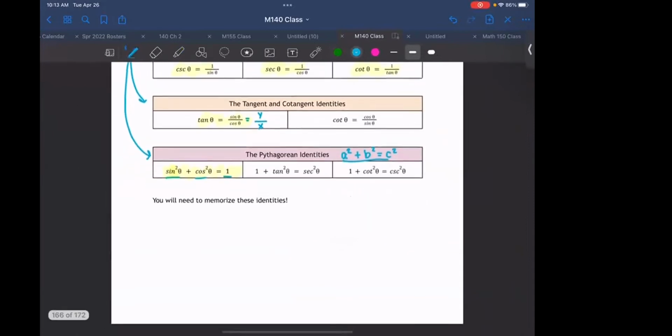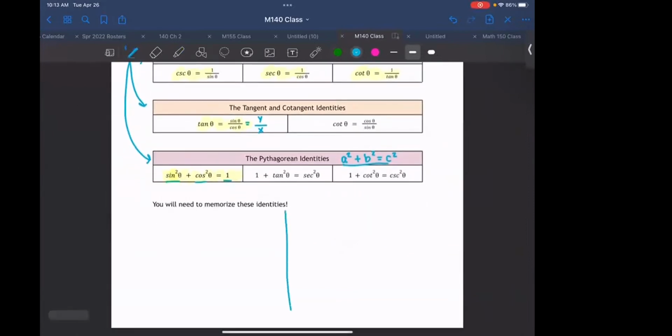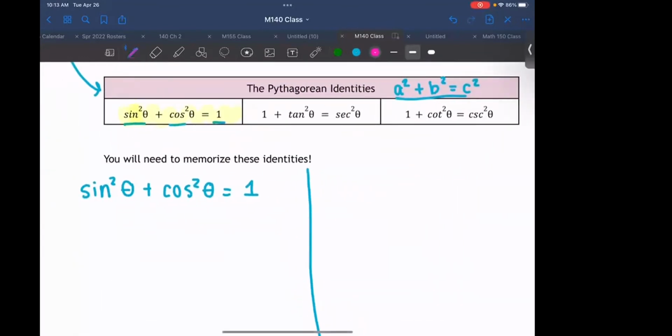On the very bottom of my sheet, I'm going to split it in half. Let's say the only thing I memorized was sine squared plus cosine squared equals 1. Let's say I didn't remember the other two and want to do some stuff to get to them. What I'm going to do is divide everything by the same thing. We can always do that with an equation.